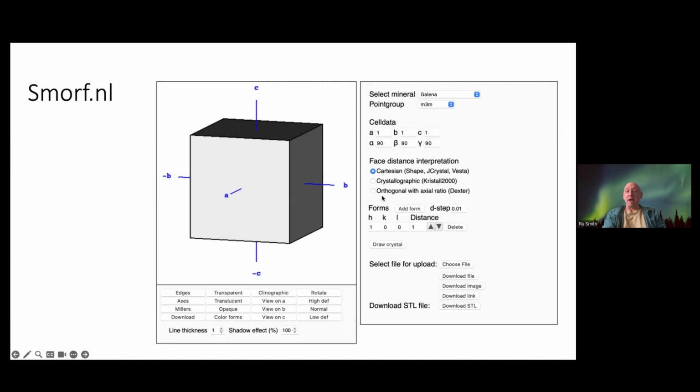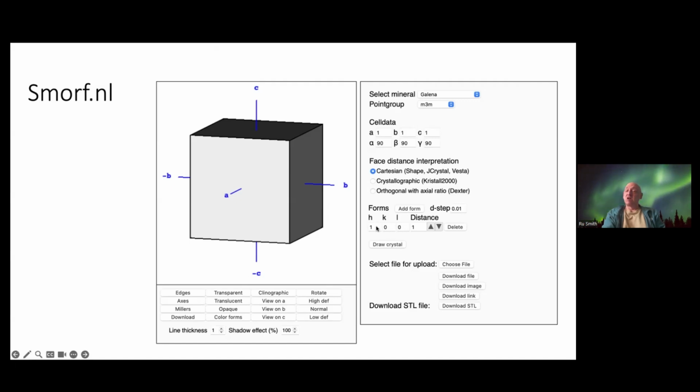And then if you come down here, you can see under forms, there are three numbers there. I've got a one, a zero, and a zero. And I've got a number one here under distance. And these are the dreaded Miller indices that frighten a lot of people. But we're starting with this because it's quite easy to understand this one.